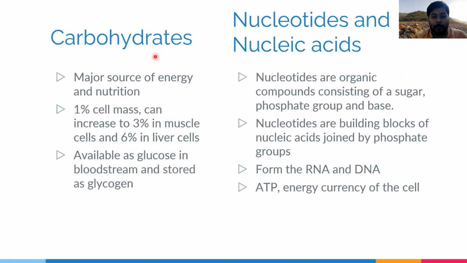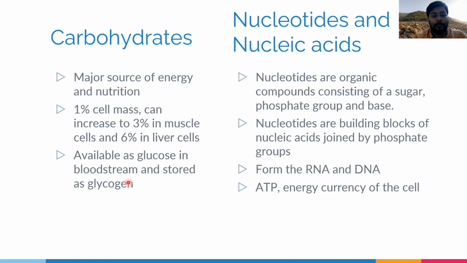Next, we move on to carbohydrates. Carbohydrates are sugar molecules which contain carbon, hydrogen, and oxygen, and are the major source of energy and nutrition in the cell. Our body does not store huge amounts of carbohydrates. And in a normal cell, carbohydrates only contribute 1% to the cellular mass. But this can increase in case of muscle cells, where the carbohydrates constitute 3%, and in liver cells, where the carbohydrates contribute 6% to the cellular mass.